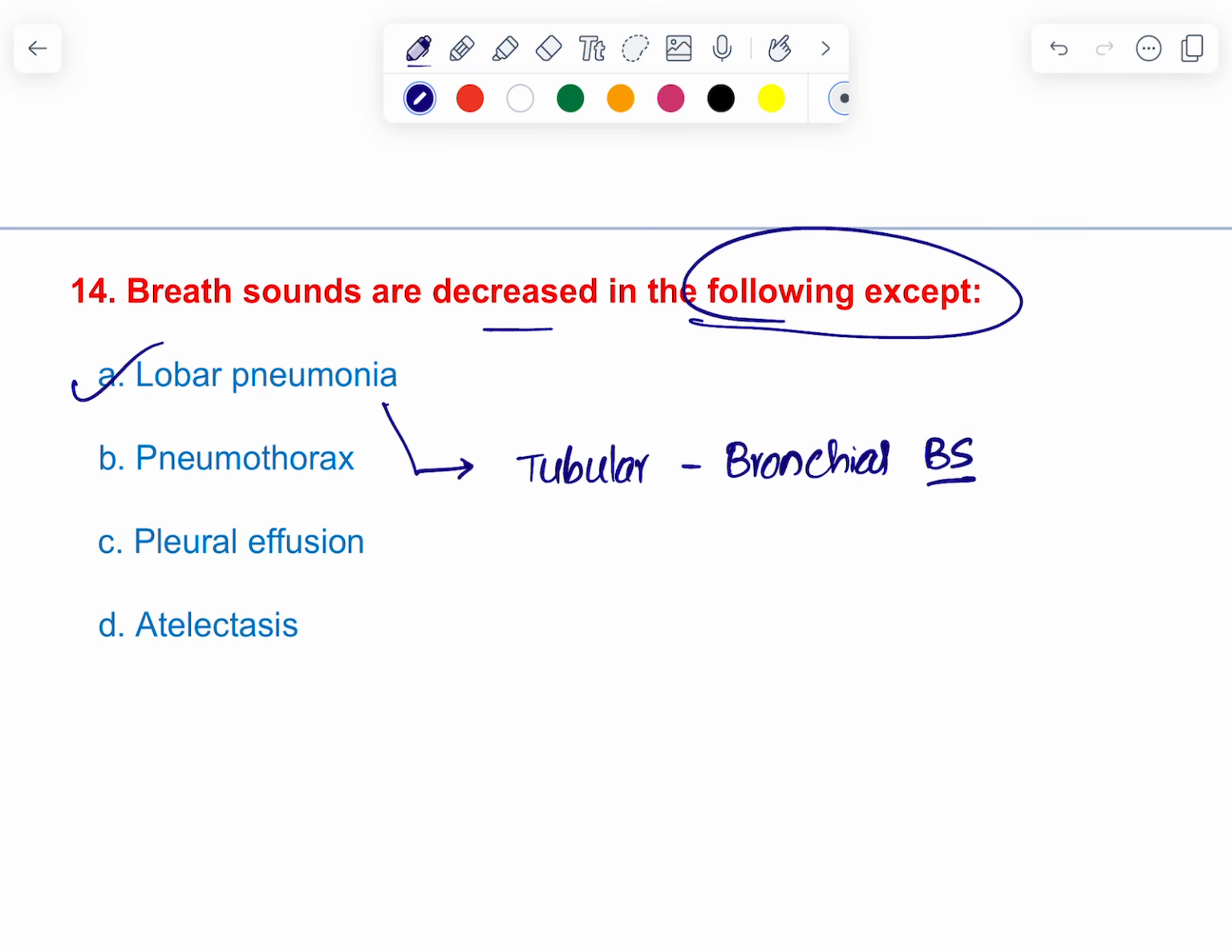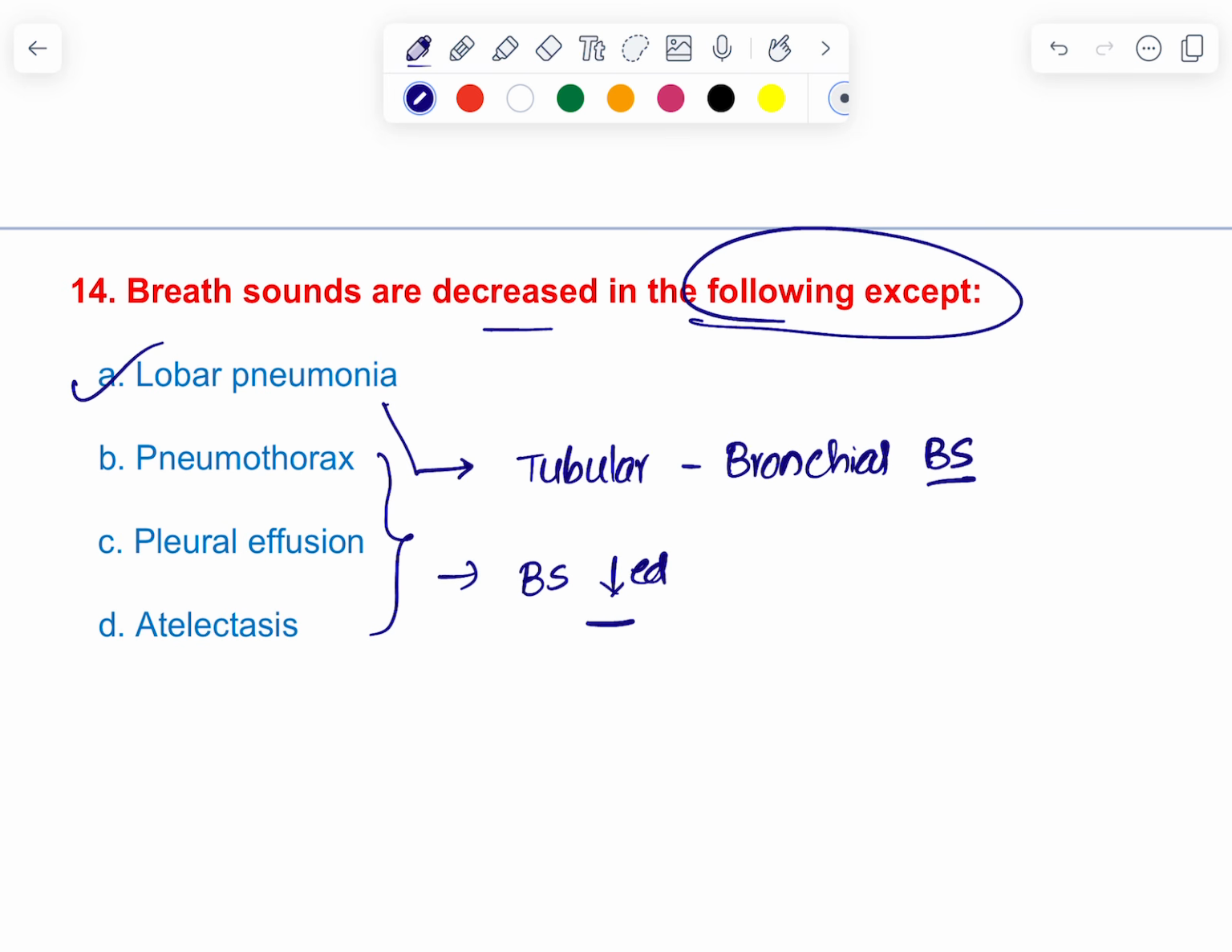This tubular type of bronchial breath sounds, they are in fact high-pitched sounds. Whereas in pneumothorax, pleural effusion, and atelectasis, the breath sounds are reduced. Okay, so pneumothorax, pleural effusion, and atelectasis, the breath sounds are reduced.